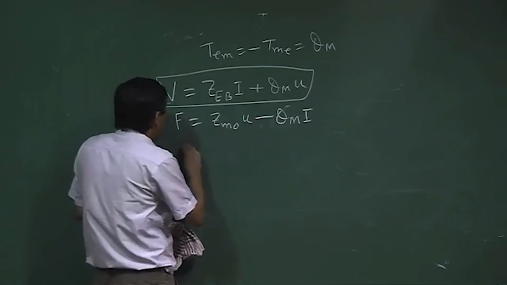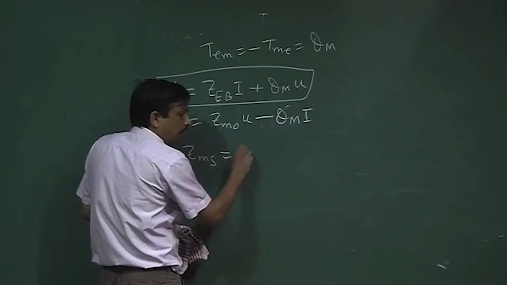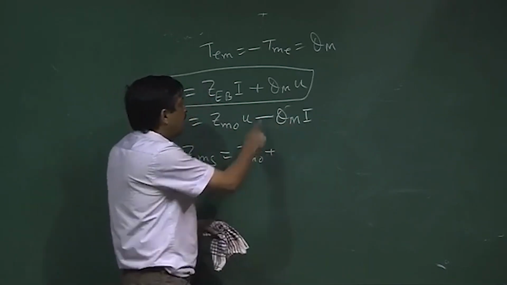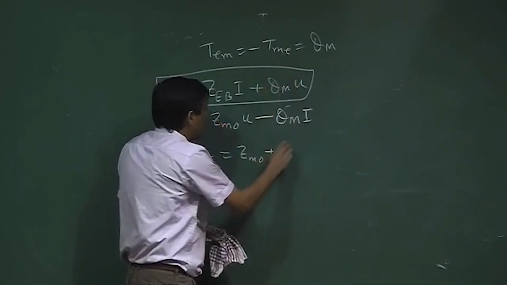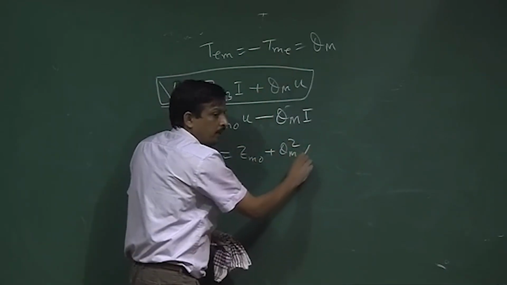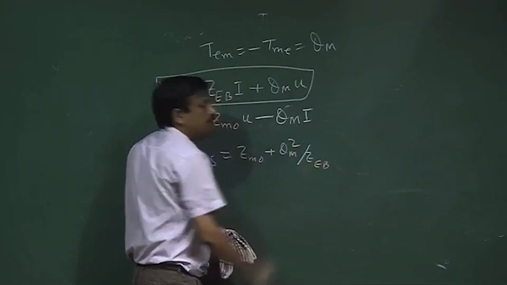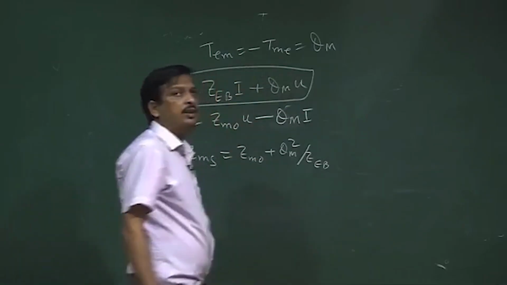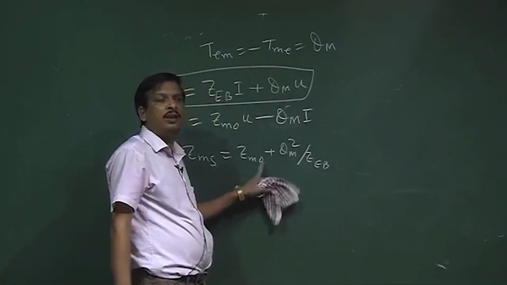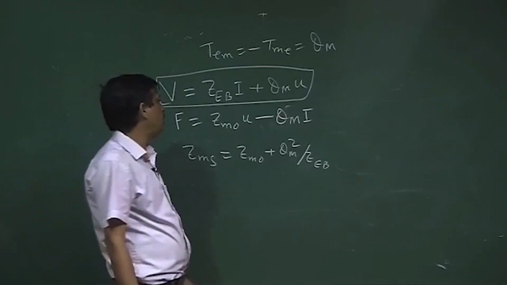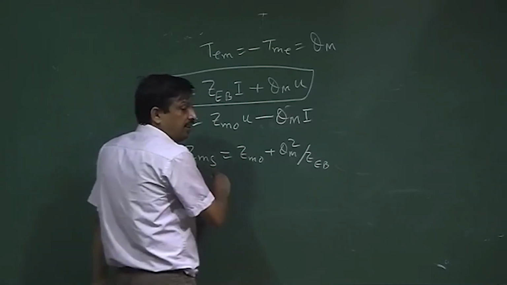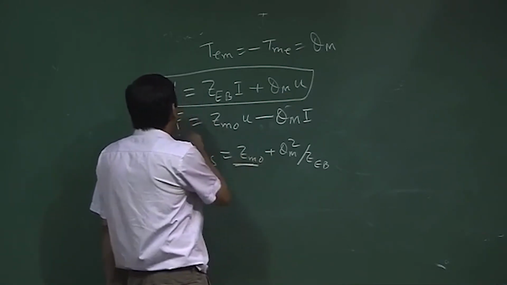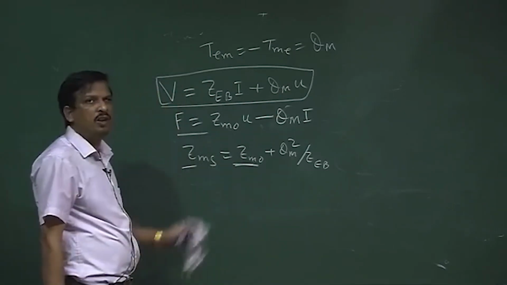And there is another relationship. What is ZMS? ZMS is related to ZMO. Since T is negative, it will be positive. So, phi m square by ZdV. If T is equal to minus TME, it will be positive instead of 1 minus Kc square. So, ZMS is equal to phi m square by ZdV. This is the relationship between ZMS and ZMO, and these are the two equations, called the canonical equations.